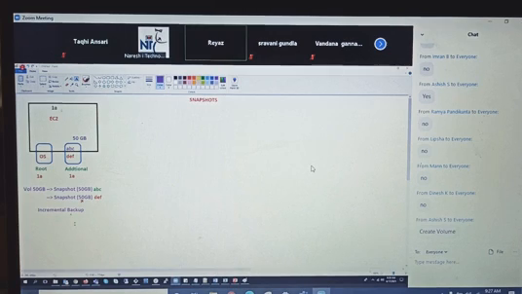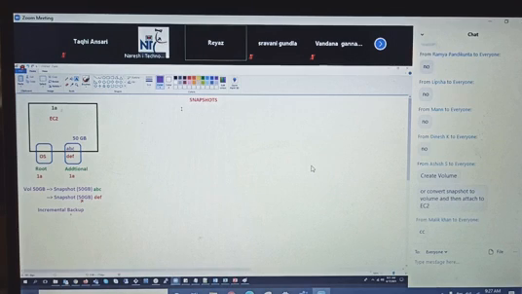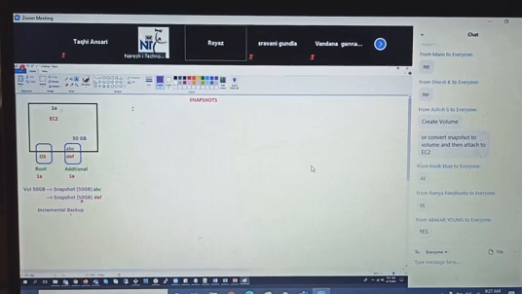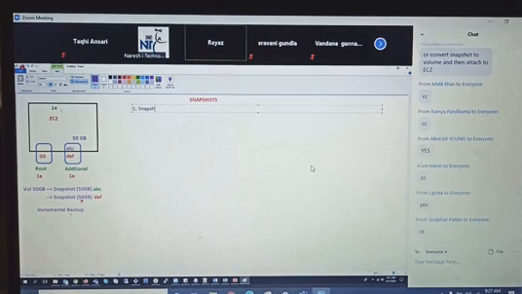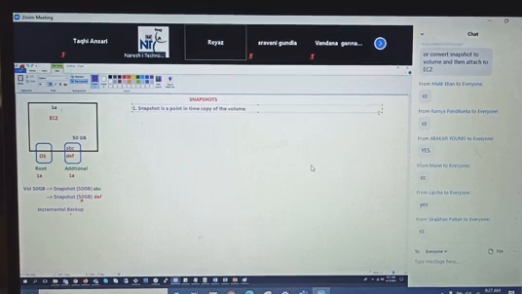Is it clear till here, everyone? Yes. Let me start writing the points for you. Snapshot is a point in time copy of the volume, right? And number two, I can also say that the backup of the volume is also called a snapshot.